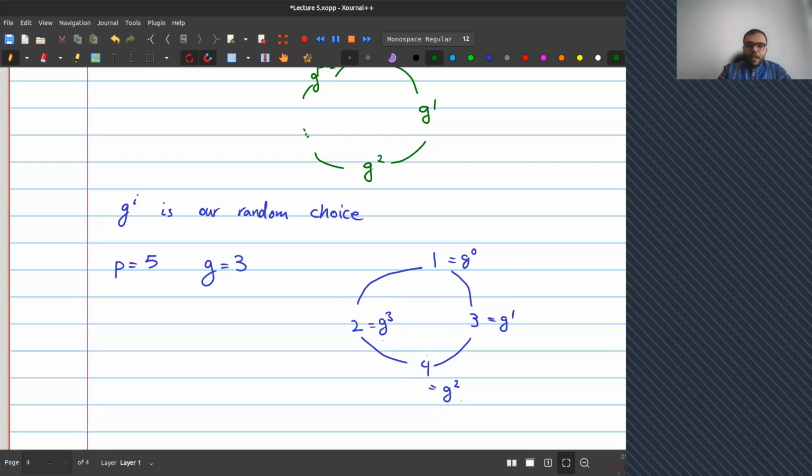But what happens if I take 2, which is G to the power of 3? If I look at all the different powers of 2, it's basically like going three steps at a time around this cycle. So I start here. I go three steps, 1, 2, 3, I end up at 4. I again go three steps, 1, 2, 3, I end up at 3. Then again, I go another three steps and I get this one. So actually, as you see here, 2 is also a primitive root.